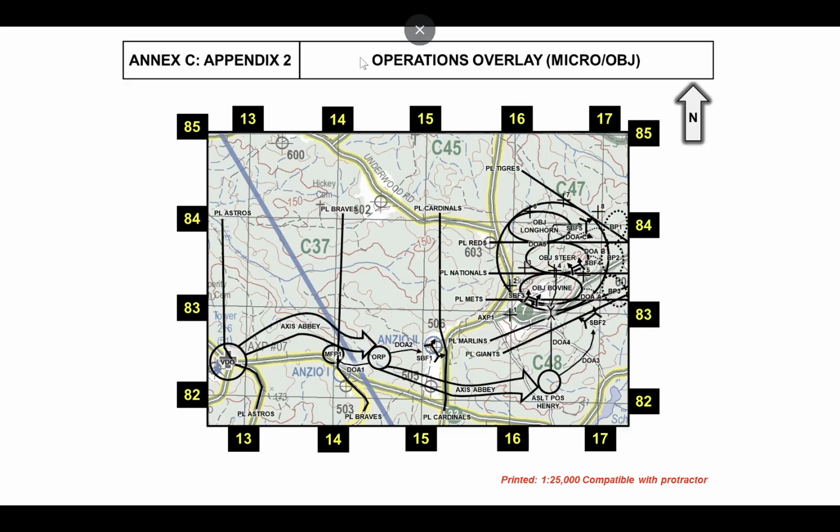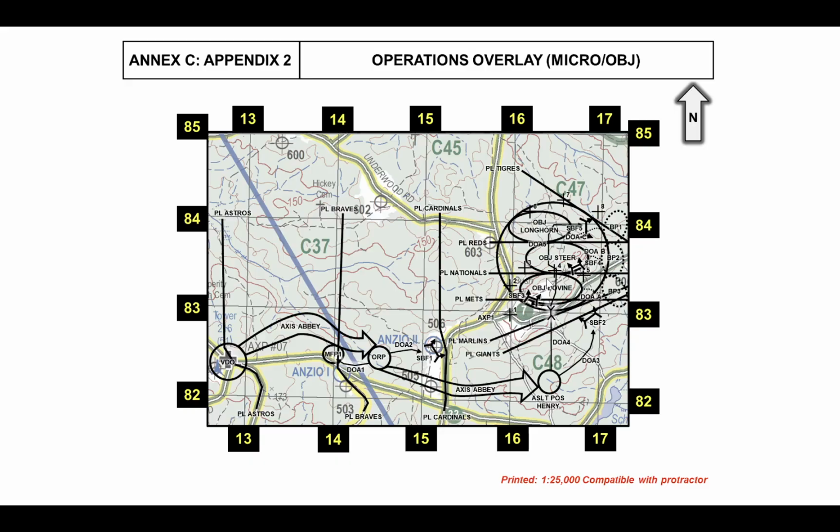So this kind of literally gives you the step-by-step of what we're going to do. We're going to go to a vehicle dismount point once we reach phase line Astros. We know we've arrived. Then we're going to go along this axis till we reach our rally point. Then we're going to go through this axis to our assault position. And then we're going to move north along this direction of advance, or DOA, up to the objective. And then it lists out everything.